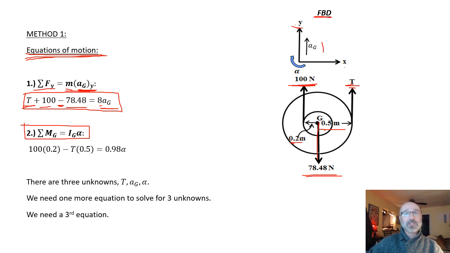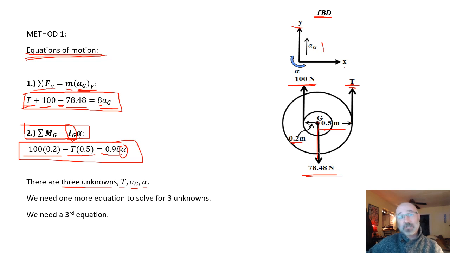So for this one, I'm going to say that counterclockwise is negative, clockwise is positive. So I have 100 times 0.2 as a positive moment, and I have a negative T times 0.5 as my negative moment, is equal to the right-hand side of the equation, which is my I sub g times my alpha. Well, I've already solved for my I sub g previously, so I can plug that right in there at 0.98. And now I have an alpha term here. So now I have two equations, but three unknowns. My three unknowns are my tension force, my a sub g, and my alpha.